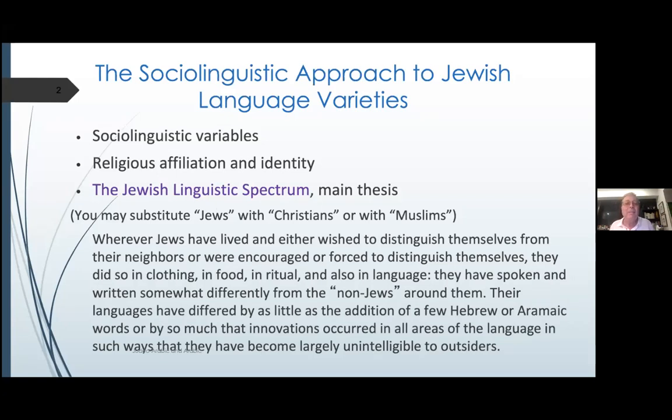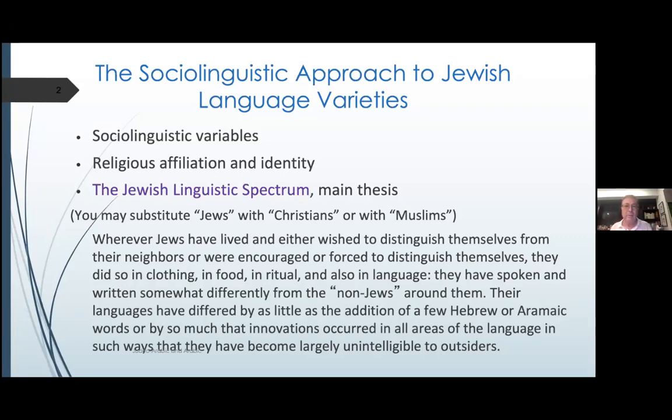The problem is that most of us are not linguists, so we can't really hear or notice necessarily the differences. So Jews have spoken and written somewhat differently from the non-Jews around them. The languages differ along a continuum: by as little as the addition of a few Hebrew or Aramaic words, or by so much that innovations occurred in all areas of the language in such ways that they have become largely unintelligible to outsiders.